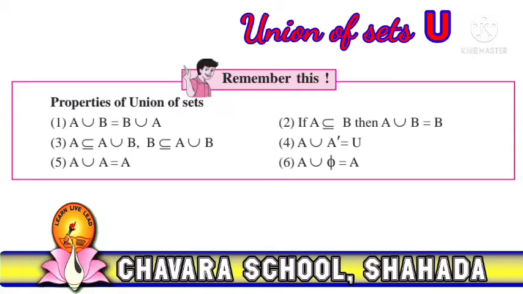When A is a subset of A union B, then B is a subset of A union B. 4. A union complement of A is always the universal set. 5. A union A is equal to set A itself. 6. A union empty set is equal to set A.